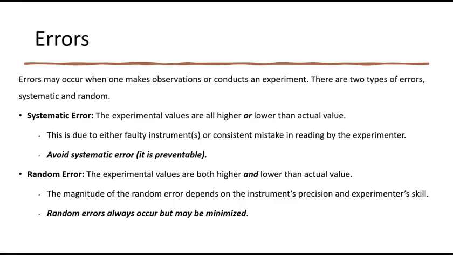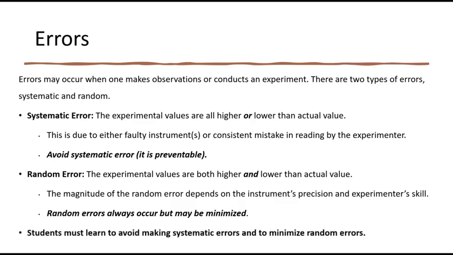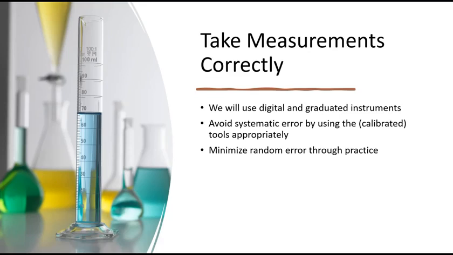The other type of error is random error. The experimental values are both higher and lower than the actual value. The magnitude of the random error depends on the instrument's precision and the experimenter's skill. Random errors will always occur, but may be minimized. Students then must learn how to avoid making systematic errors and to minimize making random errors. We need to ensure that we take measurements correctly. We will use digital and graduated instruments.